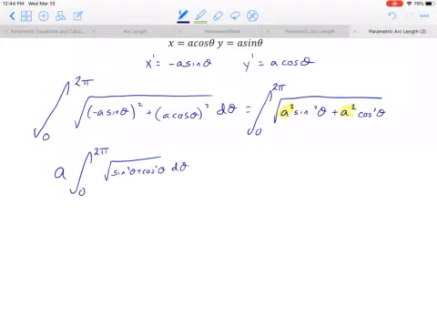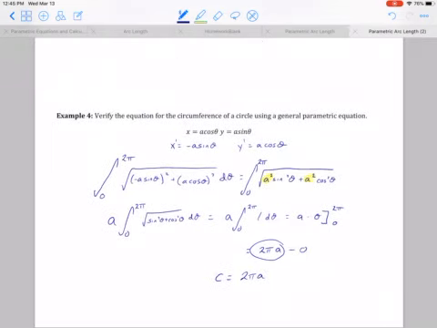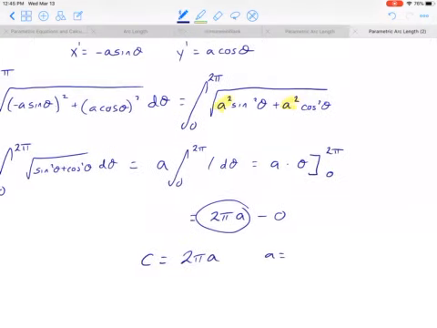Hopefully we recognize what that is. That's 1, so the square root of 1 is just 1. So this becomes a times the integral from 0 to 2 pi of 1 d theta. The integral of 1 is just theta, so this is a times theta from 0 to 2 pi, which becomes 2 pi a minus 0. So my circumference equals 2 pi a. And what we said from the beginning was that a equals the radius. So what we found is circumference equals 2 pi r. Boom.